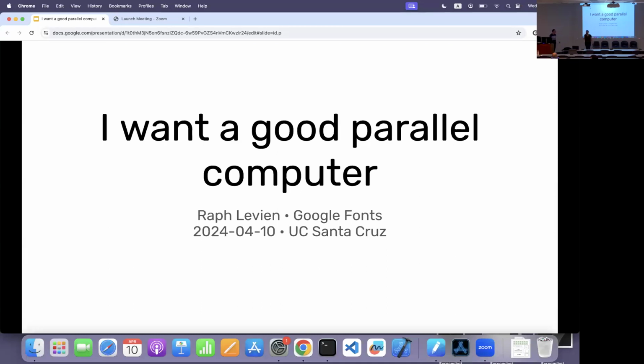Today we are very excited to welcome Dr. Rafe Levine. He is a prolific open source hacker. He has a PhD from Berkeley on the topic of interactive curve editing. And currently his day job is working on mostly GPU font rendering at Google. And today he's going to be telling us about wanting a good parallel computer. So let's give a warm welcome to Rafe.